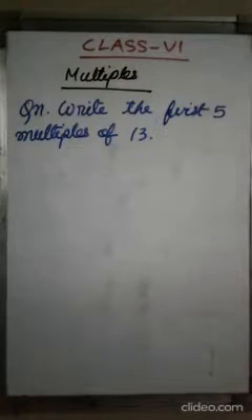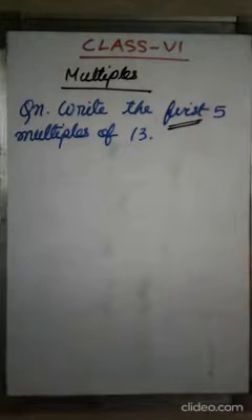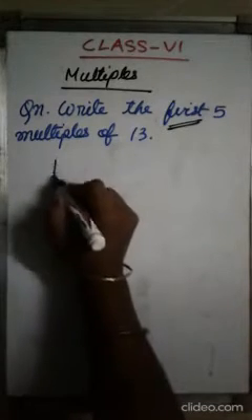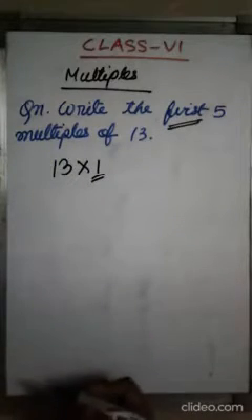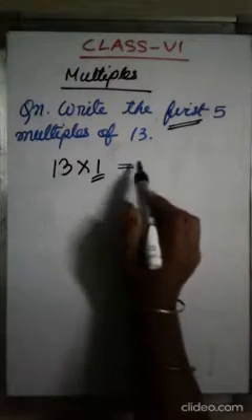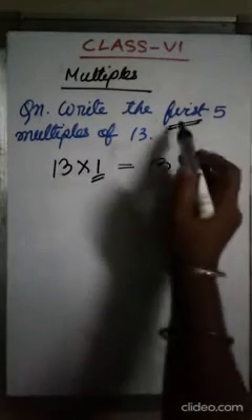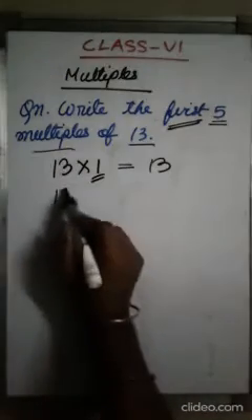One question, write the first 5 multiples of 13. See the term first. So you have to begin with the first natural number, that means 13 into 1. This is the first natural number. So first natural number into 13, that is 13. First 5 multiples of 13.